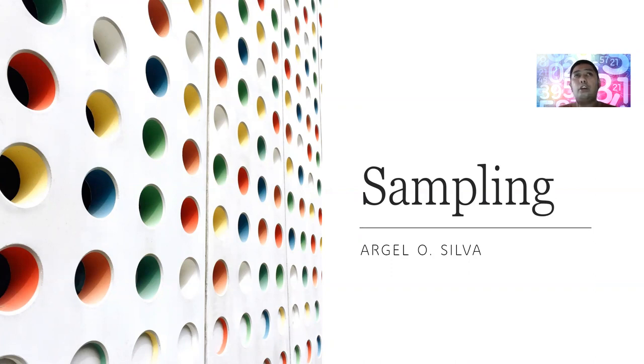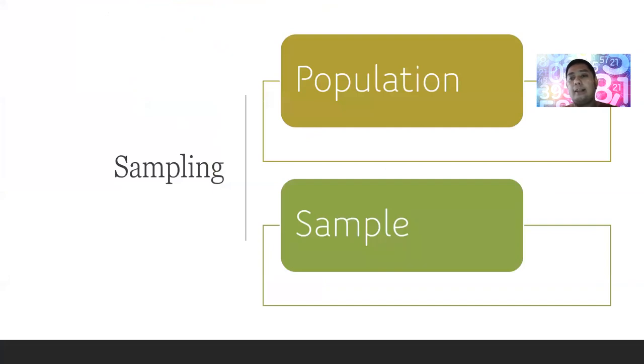So when we talk about sampling, meron tayong dalawang mahalagang idea na kailangan alamin. It's the population and the sample. So anong pinakaiba ng dalawa? When we talk about population, lahat ng pinag-uusapan natin sa isang set, all elements of a set. So kung ang pinag-uusapan natin ay babae, lahat ng babae ay kasama doon. But when we talk about sample, it is the subset of the population. It is just a part of the population.